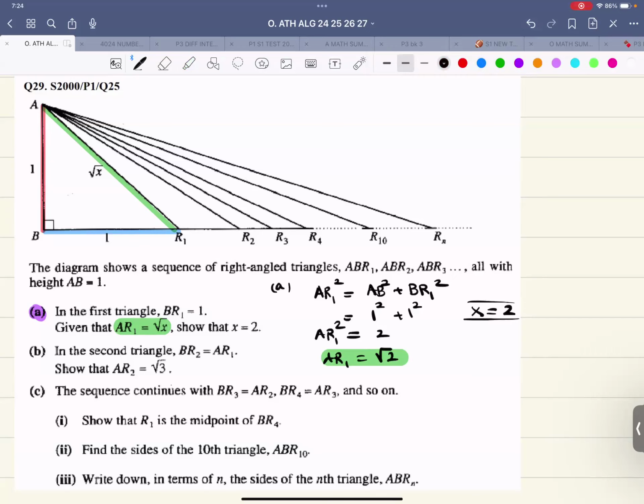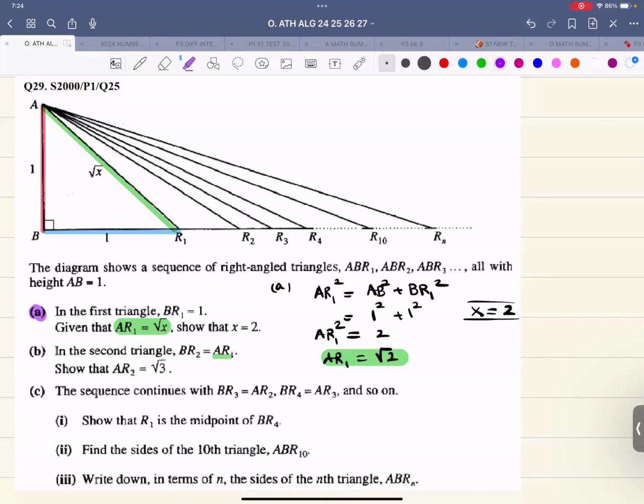That's the first part. Now, let's try out the second part. Why don't you take the lead and try it out? Yes, again, it's Pythagoras theorem, but there is some instruction that is given over here. What is the instruction? Now, the instruction is this. In the second triangle, BR2 is AR1. So BR2 is AR1. AR1 is the green one.